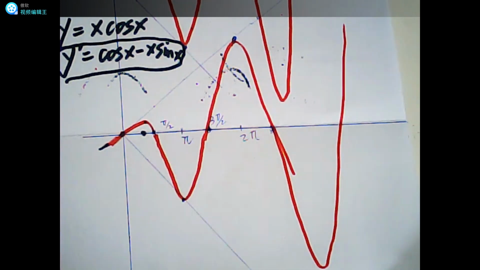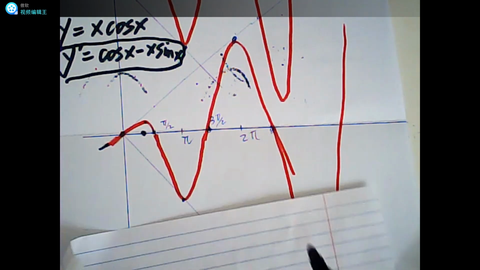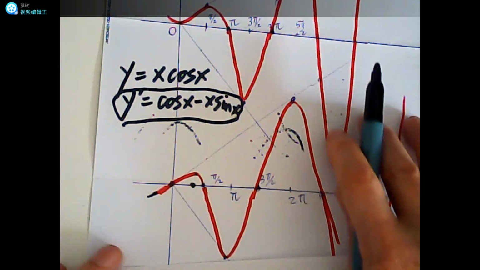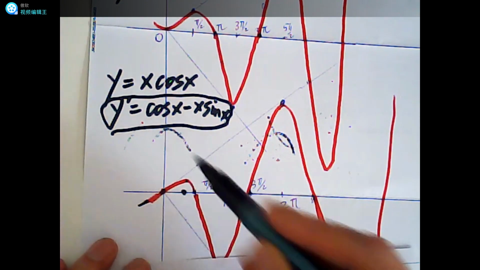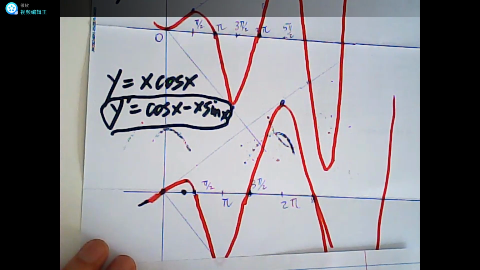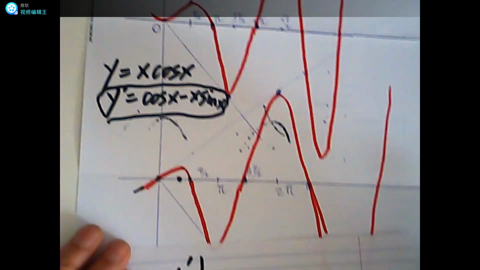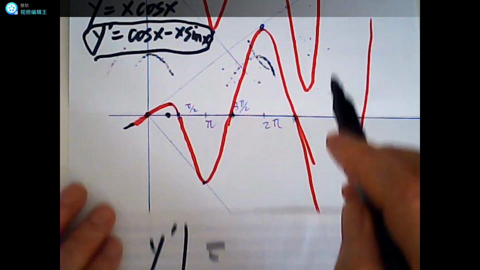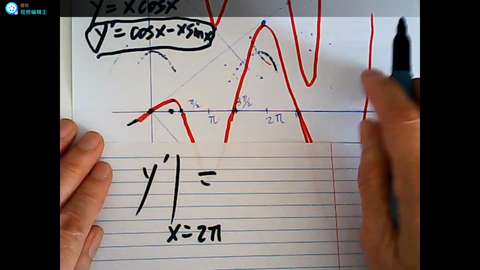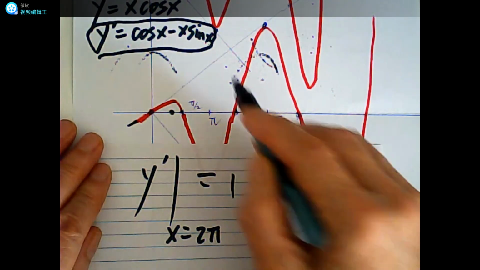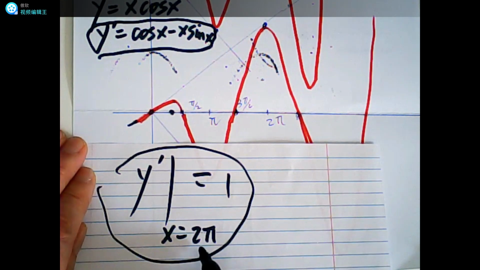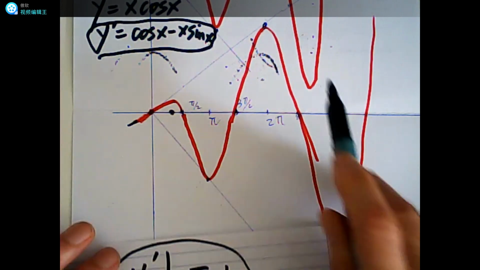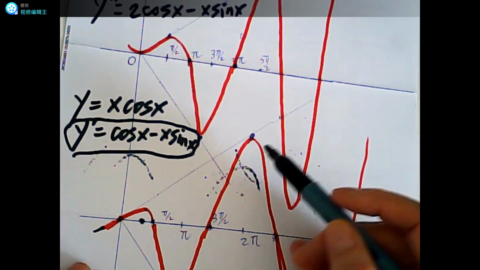Now also we know that for this function, the derivative y' at x equal to 2 pi, cosine 2 pi is 1, right? Sine 2 pi is 0. Therefore, at this point, the slope of the tangent is 1. It's not 0.